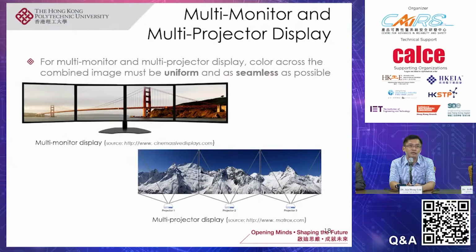So now this method can be extended to a multi-monitor and multi-projector display, where the image is made up by combining the images shown by multiple monitors or multiple projectors. And the requirement is that we expect a uniform display, where the boundary between the monitors, or the boundary between the projectors, should be smooth, so the entire image should be seamless, as uniform as possible.